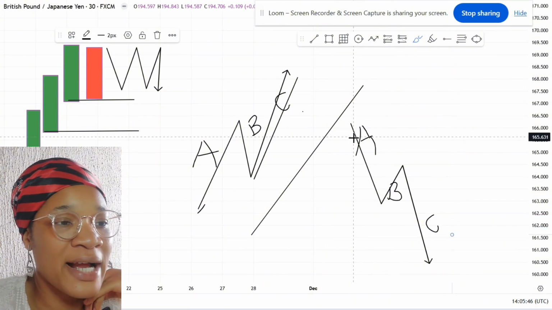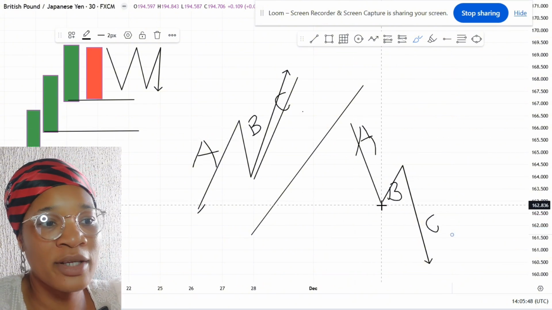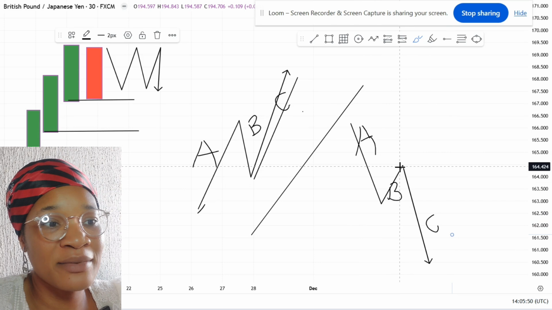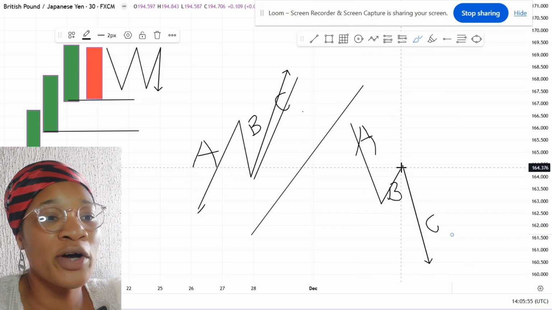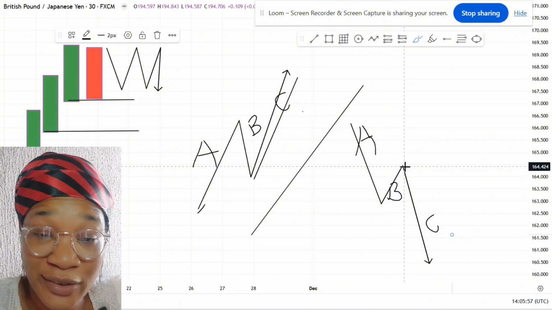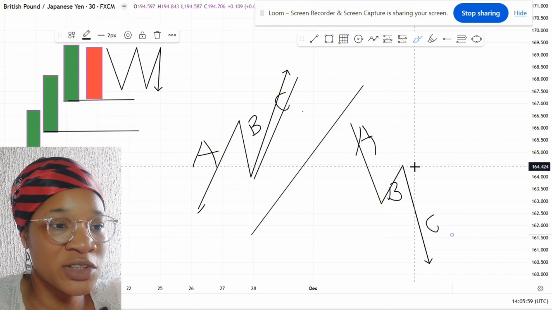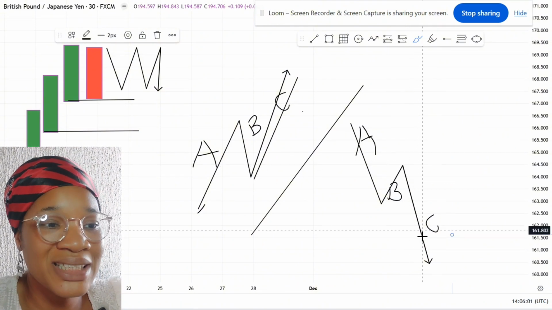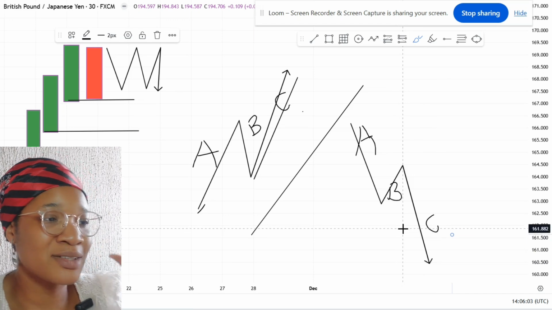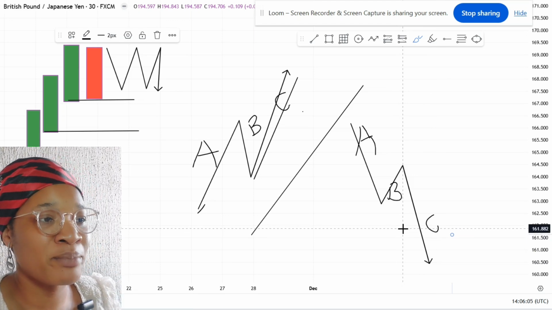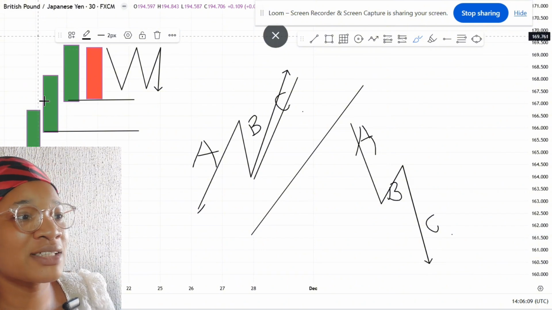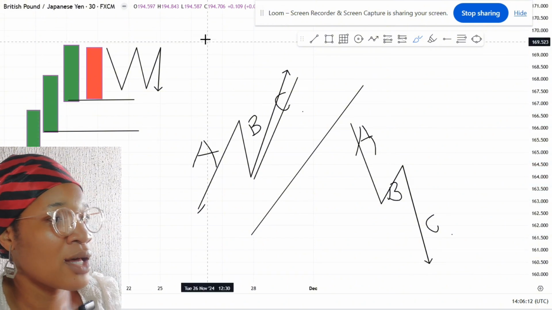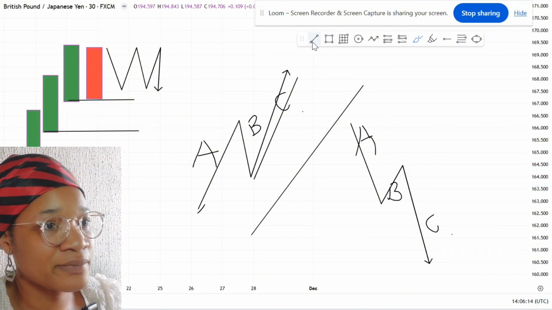So once price gives you the A, we're looking for the B. Wherever the B ends, if we're able to spot where the B is, all we have to do is look for a POI, a point of interest. If you don't know what a POI is, a point of interest, and then we ride on with the C, which is the continuation. It's pretty clear. Identifying pullbacks is actually really simple. Okay, so let's go over to the charts.